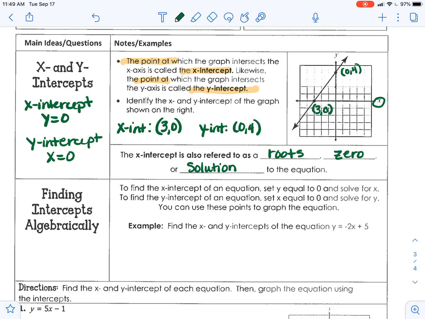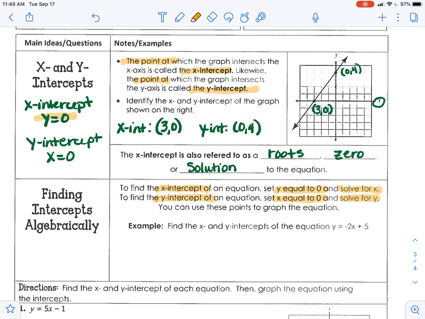Okay, so how do we actually find the x-intercepts algebraically? And so the rules are, to find the x-intercept, again, we're going to set y equal to 0, which is what I just told you up here. And then you solve it for x. To find your y-intercept, just as I told you earlier, you're going to let your x equal 0, and then you solve for y.